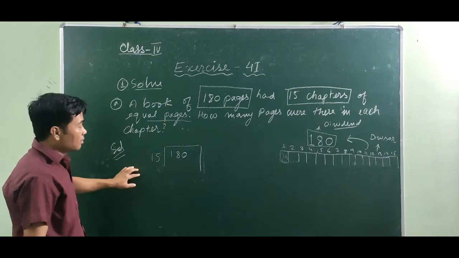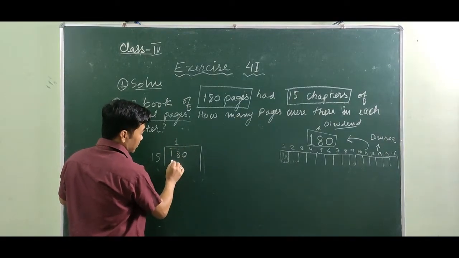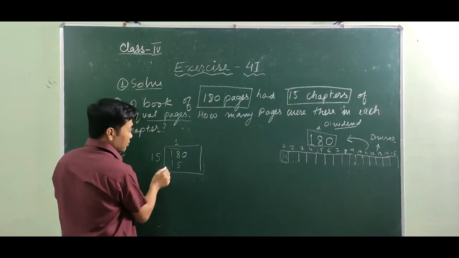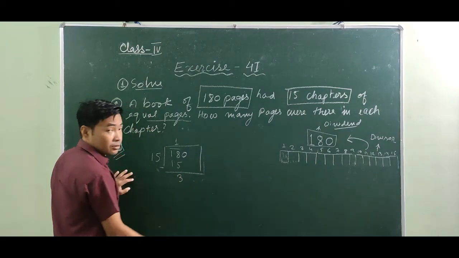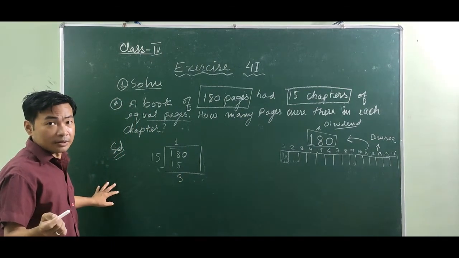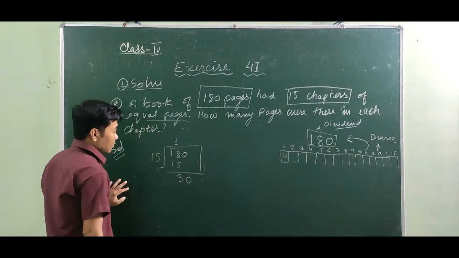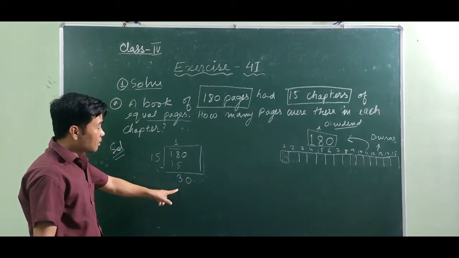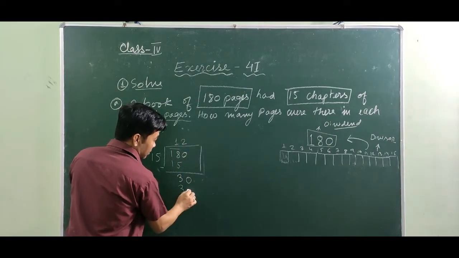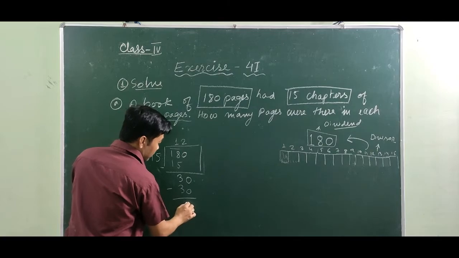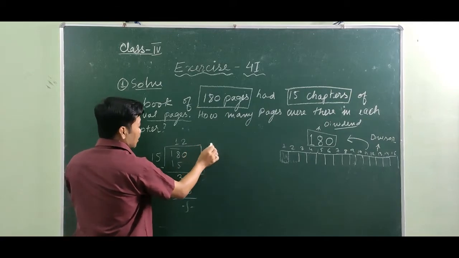It's a 3 digit number. We'll take 2 digits here. So 15, 1 time 15. Then you subtract this. 8 minus 5 is 3. And then bring down this 0 here, 30. So our next dividend is 30. So 15 2 times is 30. So when you subtract it, 0, no remainder. So the quotient is the number of pages.